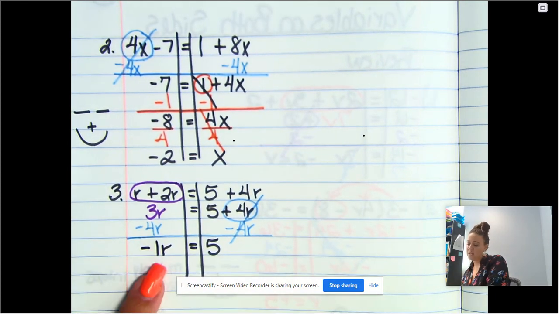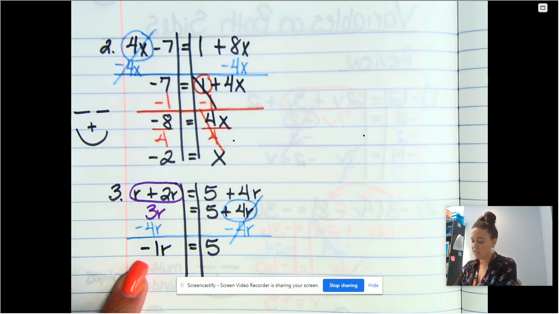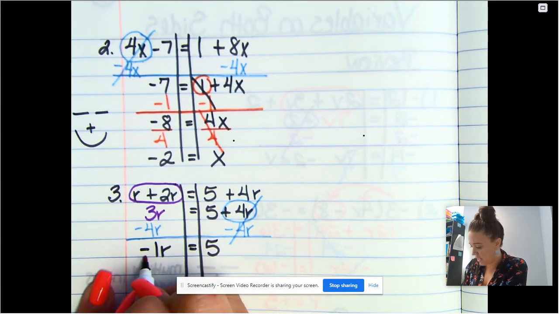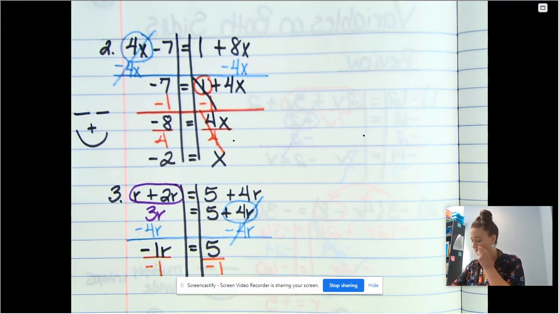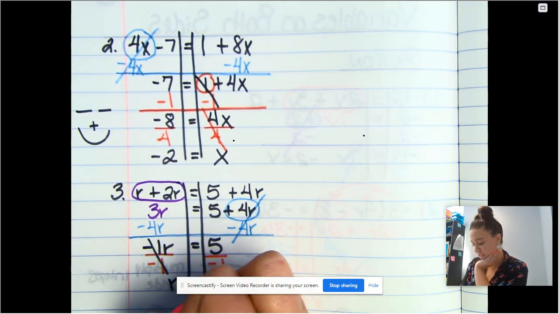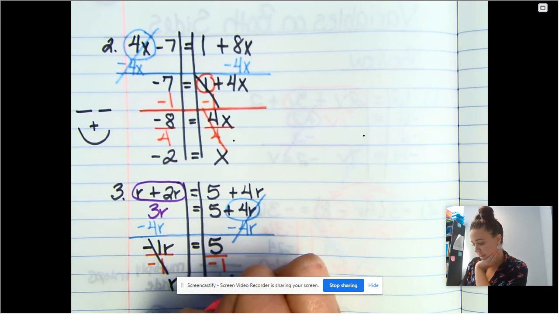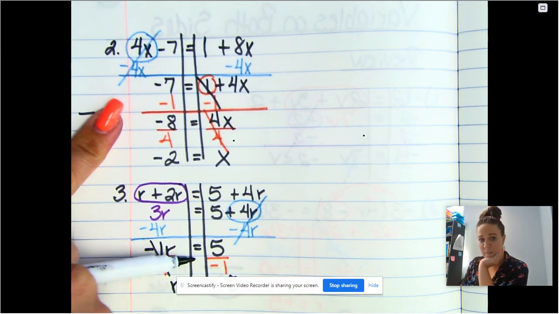We are not done yet because my variable has a negative sign. Variables cannot have a negative sign in their answer. Our last and final step again is dividing, because that is the opposite or inverse of multiplication. Negative 1 divided by negative 1 cancels, so you are left with R is equal to negative 5. And again, I know it's negative 5 because I can even use integer man, and I'm left with a negative sign.